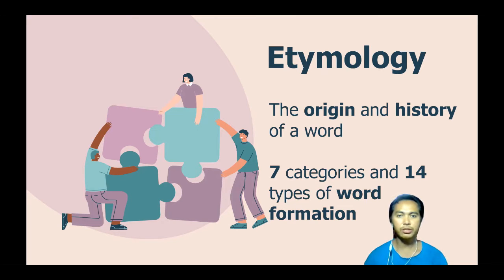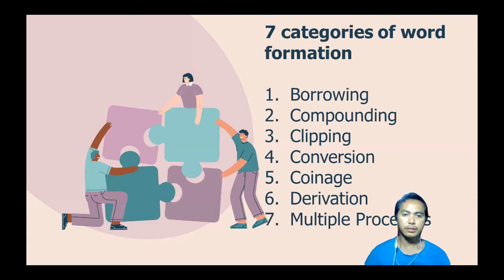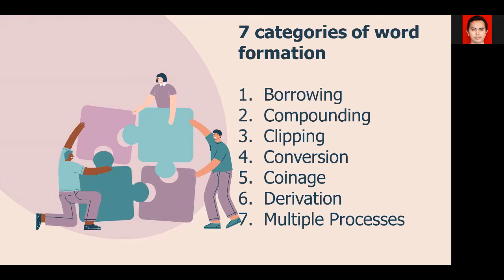And in these presentations, I will be talking about 7 big categories, as well as 14 smaller subtypes of word formation in English and in many other languages. So these are by no means the only possible word formation types. There are more than these 14 types, but these are some of the most productive types of word formation. The 7 categories of word formations are borrowing, compounding, clipping, conversion, coinage, derivation, and multiple process.